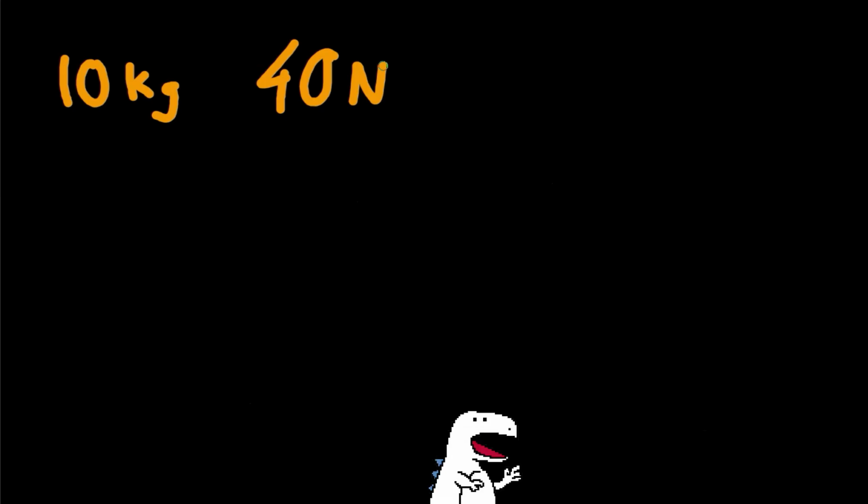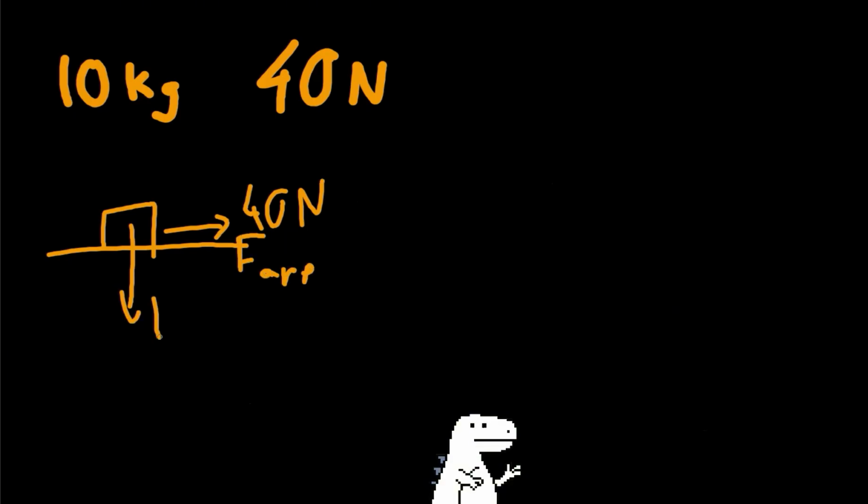So let's say we have a problem where we have a 10 kilogram box that is pulled with a 40 Newton horizontal force. Let's first draw a diagram of this. Let's draw a straighter line. So you have a box and it's being pulled horizontally with 40 newtons of force. So first things first, this will be F applied.